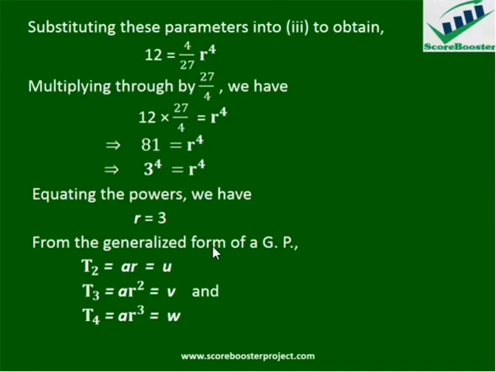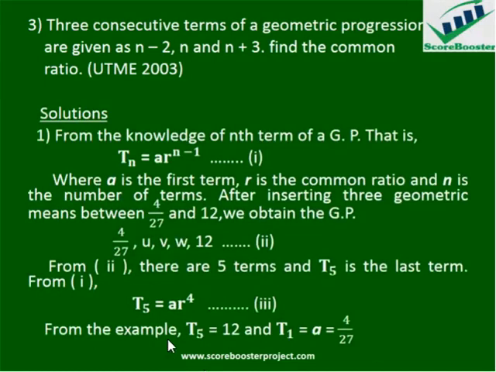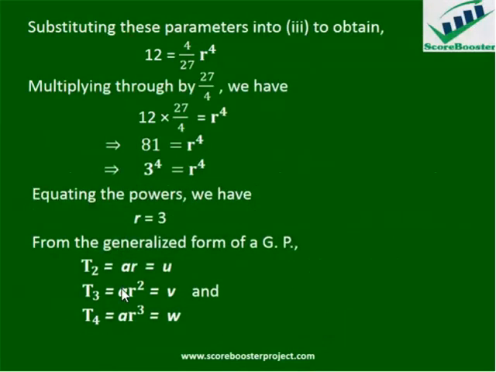From the generalized form of a geometric progression, or from 1, we know that T2 will be equal to ar, because from 1, T2, that is when n is equal to 2, is equal to ar raised to the power 2 minus 1, which is ar. T3, that is when n is equal to 3, will be equal to ar raised to the power 3 minus 1, which is ar squared, which is equal to v, that is the second geometric mean. Then the fourth term, which is ar raised to the power 4 minus 1, will give ar cubed, and that is the third geometric mean, which is given as w here.